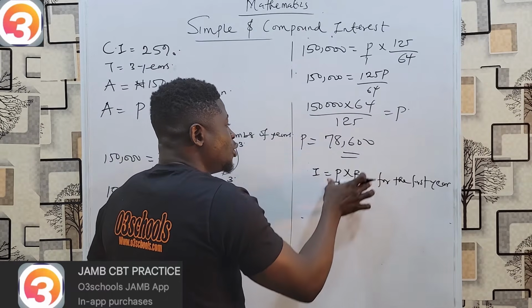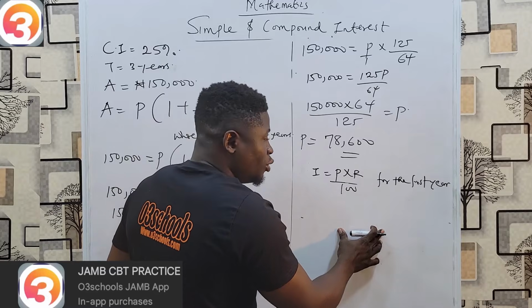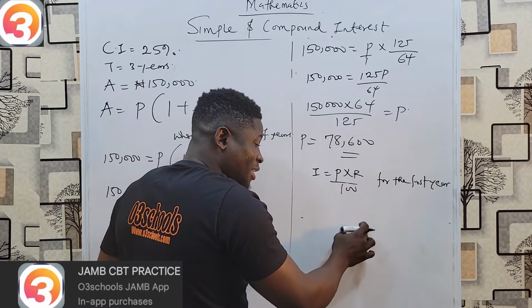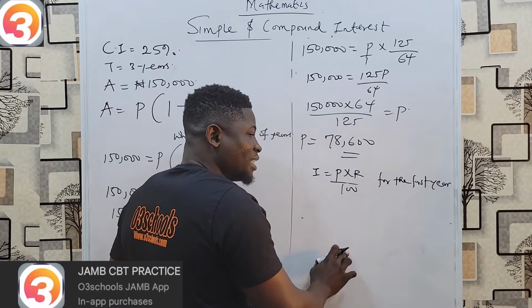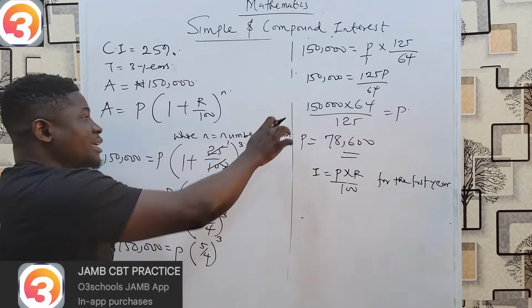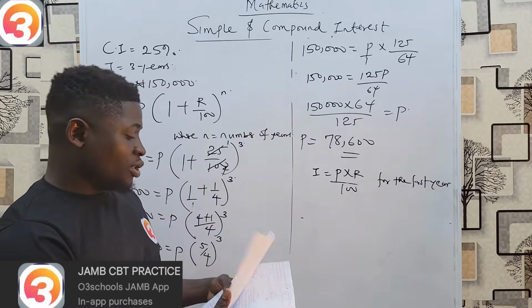Once you add it to this principal, it now forms the principal for the second year. So you also solve for that year too, right? The principal for that year, you add the interest you get again to the principal again to form the principal for the third year, and you see that it will amount to 150,000 naira eventually. So this is what you need to understand.